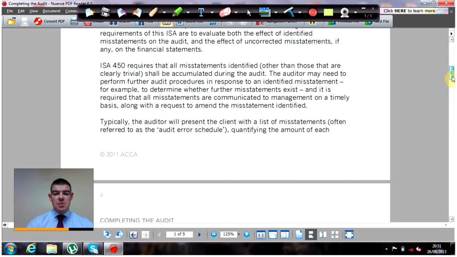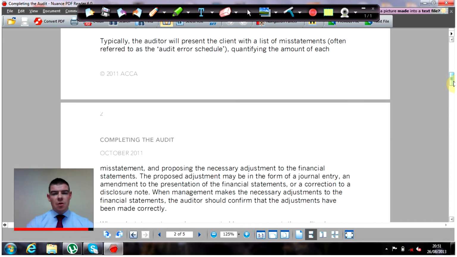Those adjustments that have been noted by the auditor should be collated and be presented to the client for discussion on what's called the audit error schedule, or sometimes called the audit adjustment summary. And in this schedule, this quantifies the amount of each misstatement and it proposes the necessary adjustments. So therefore, the adjustments may be in the form of a journal entry, or may be an amendment to a presentational issue in the accounts or disclosure note.